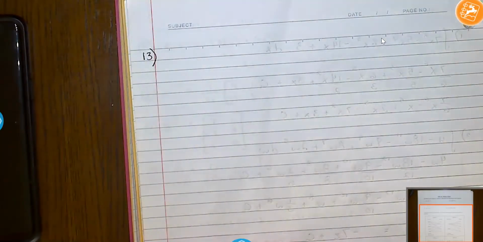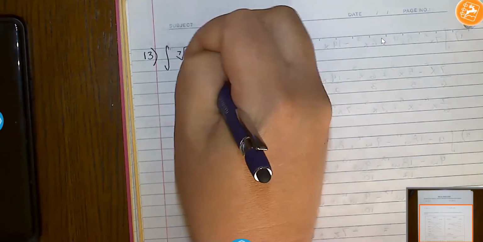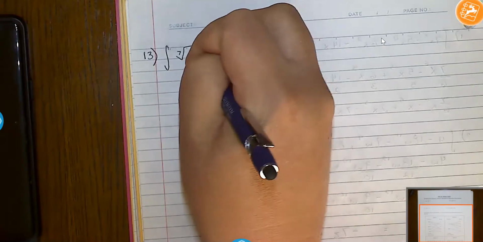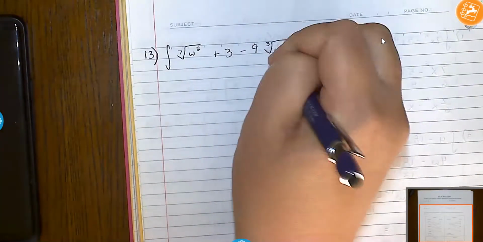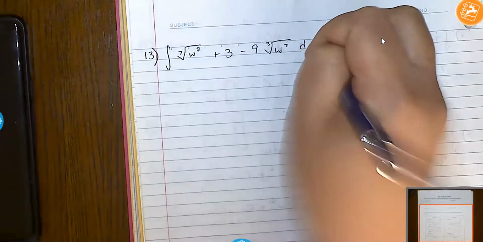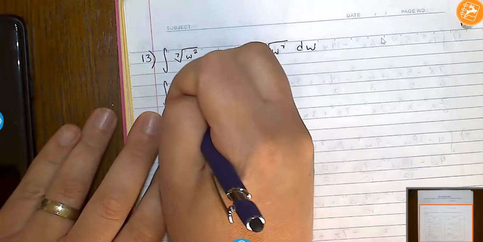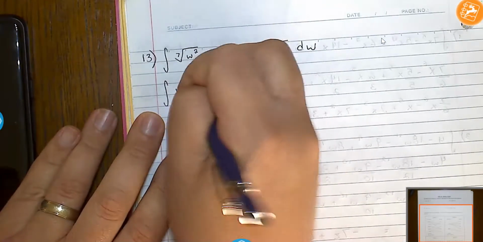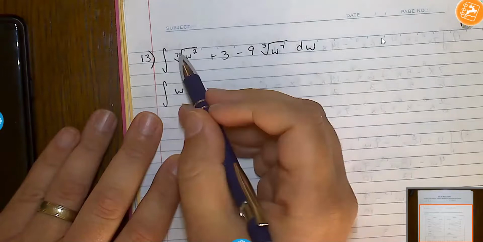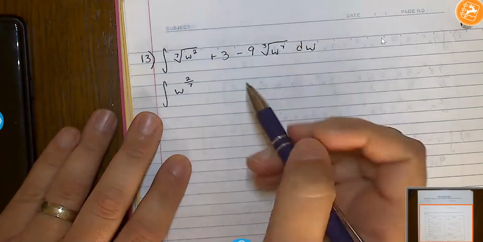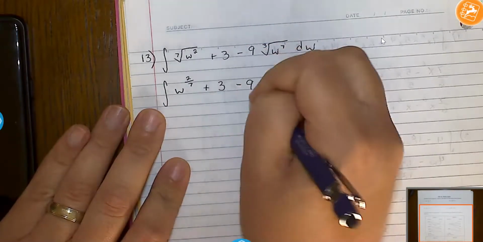Number 13, we have the integration of the 7th root of w squared plus 3 minus 9 times the cube root of w to the 7th dw. First thing I have to do is rewrite this. So this is the integration of w to the 2/7. Right? The exponent goes at the top. Whatever the root is of goes to the bottom. So plus 3 minus 9w to the 7/3 dw.